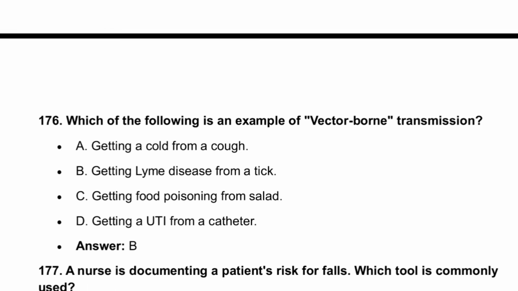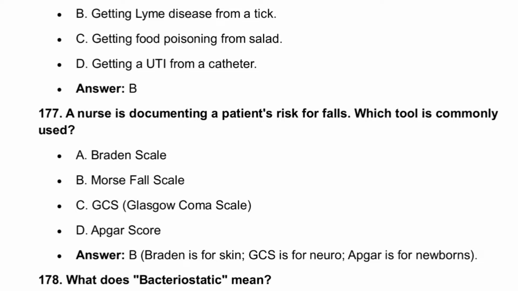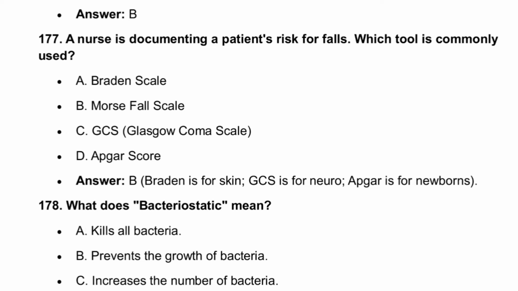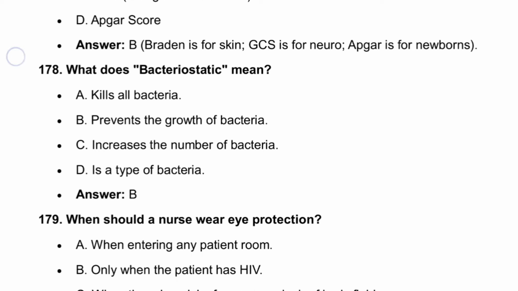Which of the following is an example of vector-borne transmission? That is B, getting Lyme disease from a tick. A nurse is documenting a patient's risk for falls. Which tool is commonly used? এর জন্য কি ইউজ করবে? Morse fall scale, বুঝতে পারলে? Morse fall scale. What does bacteriostatic mean? তার মানে কি? B, prevent the growth of bacteria.